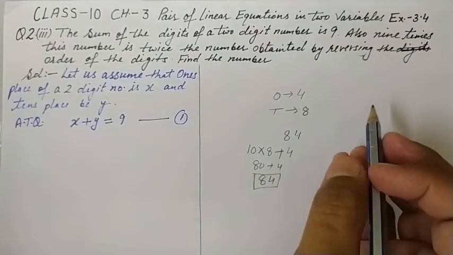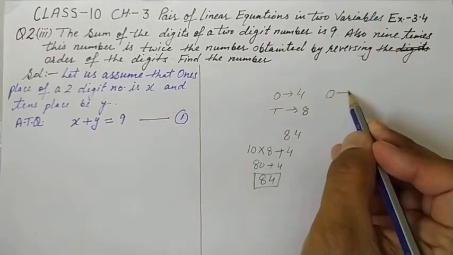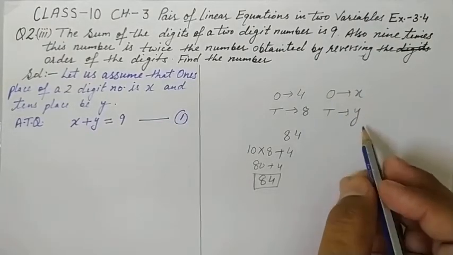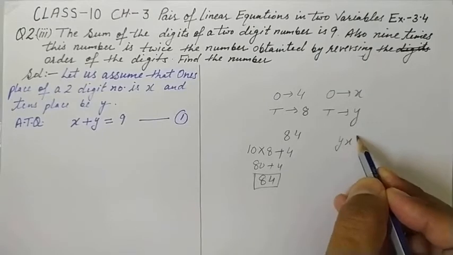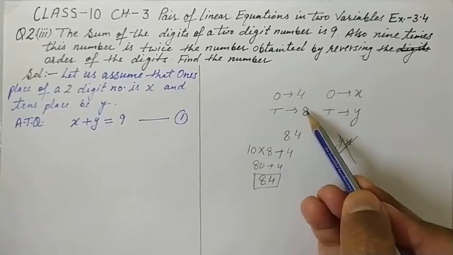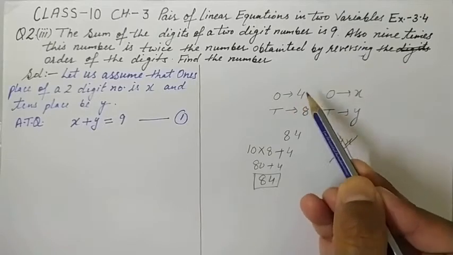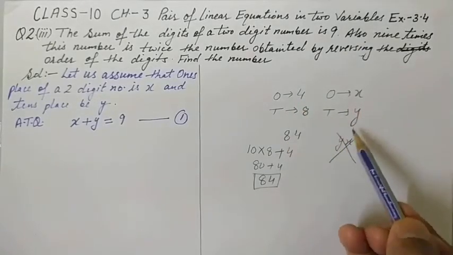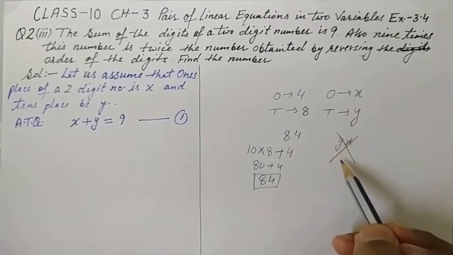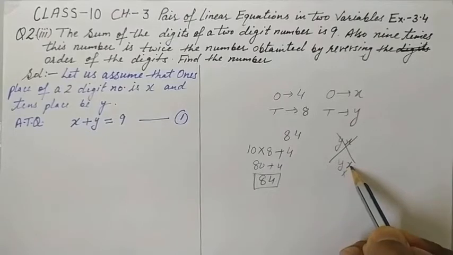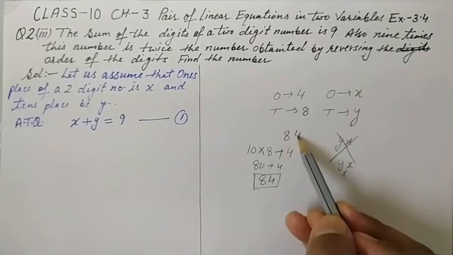So we should not think that the ones place is x and the tens place is y, so the number is yx. Don't think like this, because here you can see the tens place is 8 and the ones place is 4, so the number is 84. Don't think it will be yx, because in yx the meaning is y into x. But here the meaning is something different.